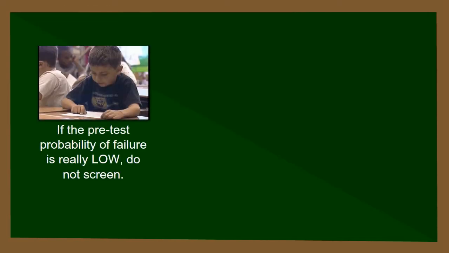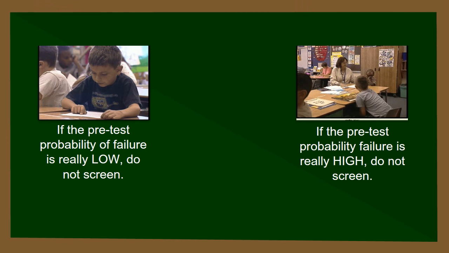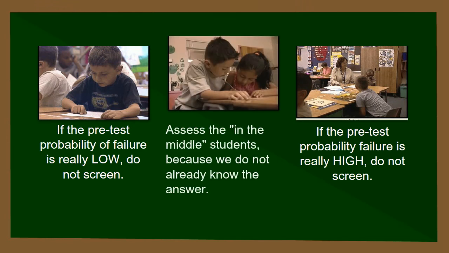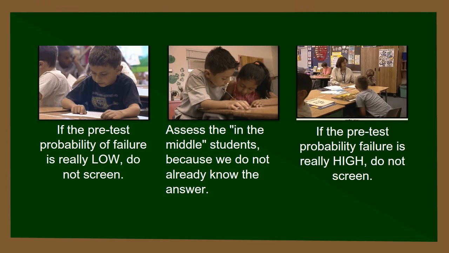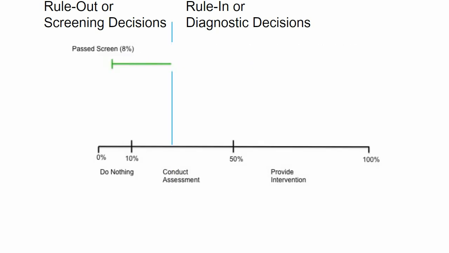If the pretest probability is very low, do nothing. If the pretest probability is very high, give intervention without screening. Save the screening for the in-the-middle kids. Here, we can see how three screening measures stack up in terms of correct decision making. In screening, we are making a rule-out decision, and these three measures perform very similarly.